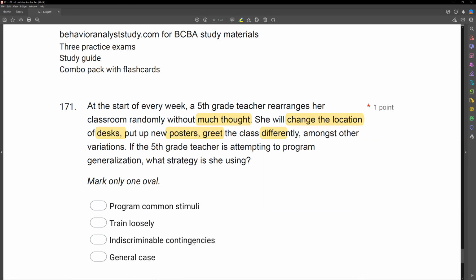Indiscriminable contingencies is when the learners don't know when the contingency is taking place. So, this is like when you're fading a schedule or thinning a schedule. And then general case, you're looking at the whole picture and what could impact the behavior in a generalization setting. Since she's not giving much thought to it, she's not really doing a general case analysis. So what she's doing is she's trying to train loosely. She doesn't want these non-critical, and that's the key, non-critical aspects of the environment to gain stimulus control over her behaviors.